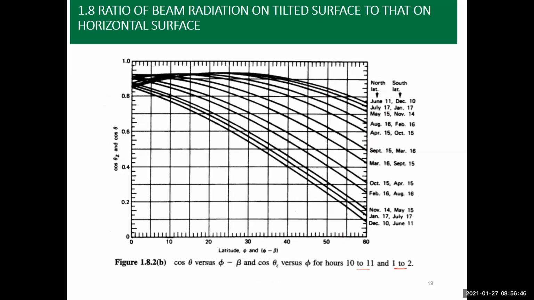So these figures represent a tool for calculating both cosine theta z and cosine theta. If you are looking at the ratio RB, you will get the values of cosine theta z, and the ratio RB becomes cosine theta divided by cosine theta z, and here it is. So here, you don't have to use any equations. You can just pick up the values from here.